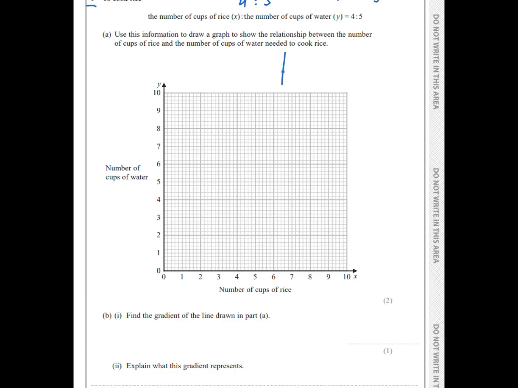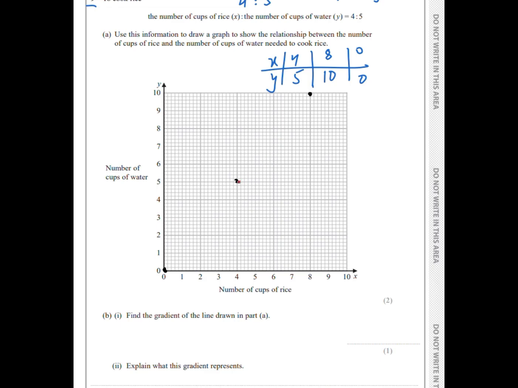For that, we need some values of x and y. So we're going to make a table. When x is 4, y is 5. So if we double them up, if x is 8, y will be 10, and if x is 0, y will be 0 as well. So it means that the first point is here at 0, 0. Second is at 4, 5, sorry, which is here. Third is at 8, 10, which is here. Now all that is left is to draw the line.